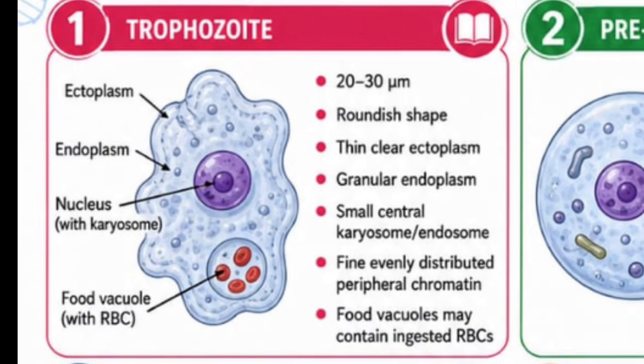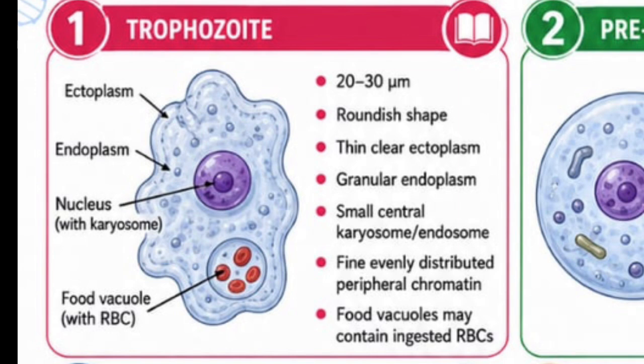So now, what is the life cycle? Before the life cycle, you have to know the different components of Entamoeba histolytica that cause disease. The first one is the trophozoite. You can see the trophozoite here. It is about 20 to 30 micrometers in length, and in diameter also.